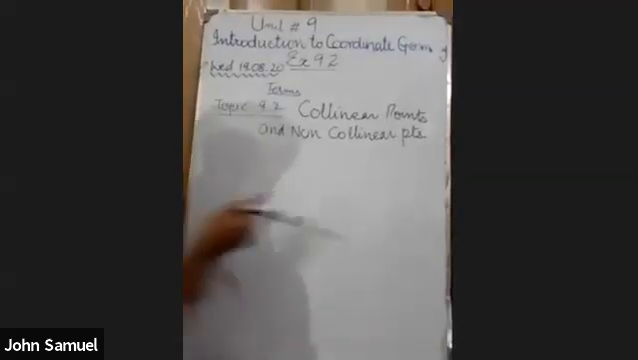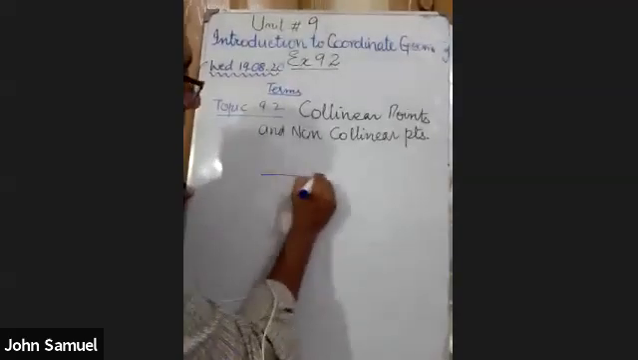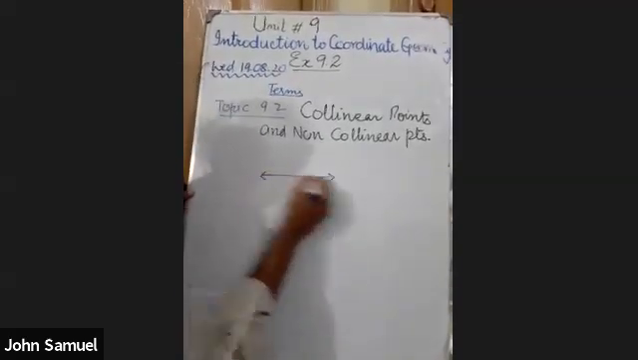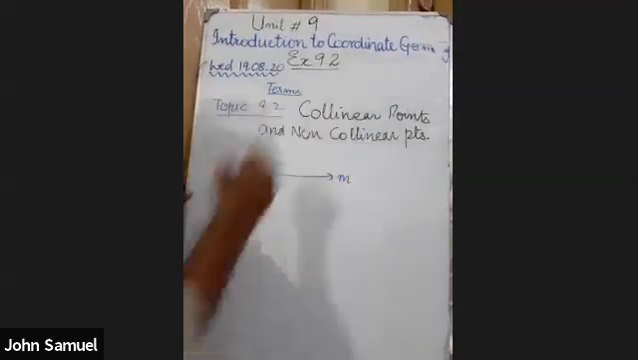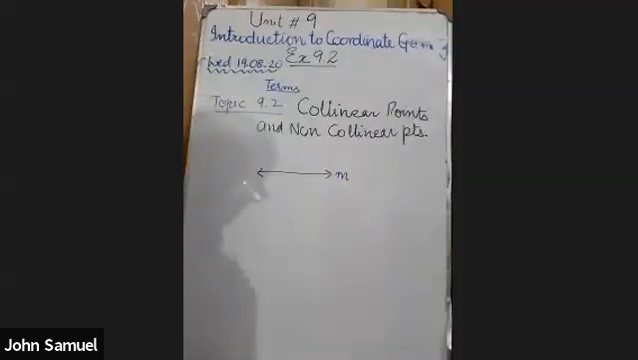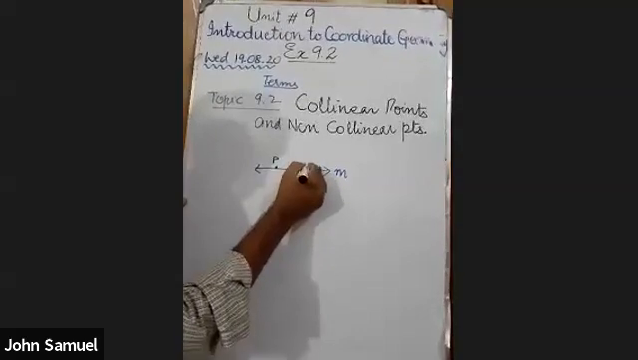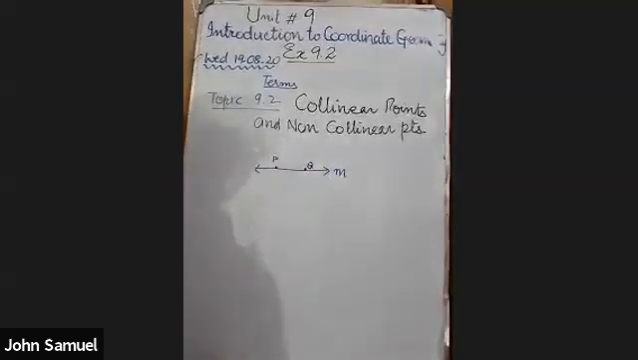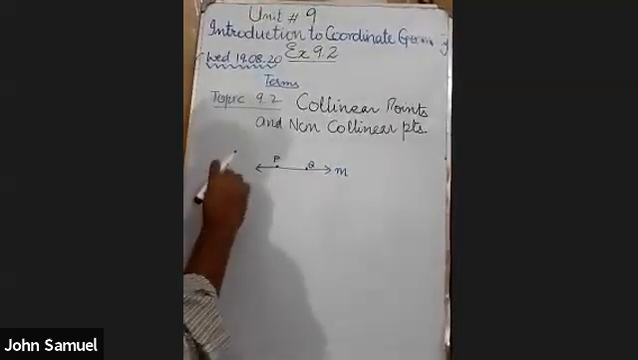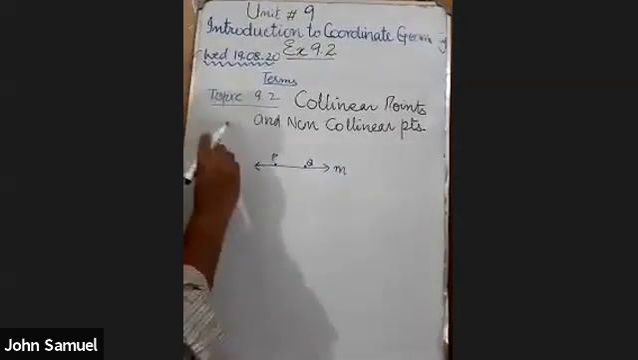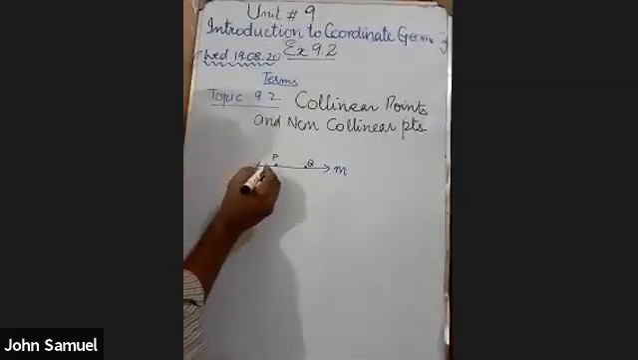Suppose I'm drawing a line. This is a line. We will say the name of this line is M. If I take 2 points, 1 point here, I will say this is P, and 1 point here, this I will say Q. See, both points are on the line.